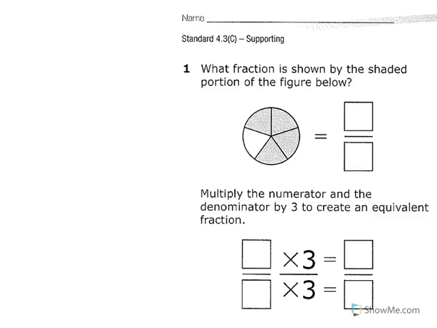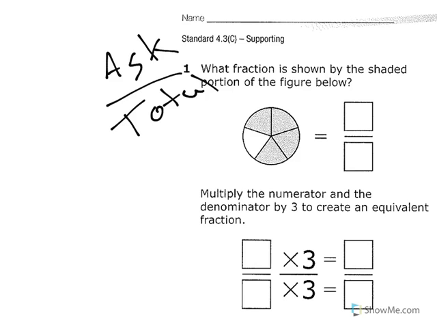Question number 1. What fraction is shown by the shaded portion of the figure below? Whenever we're doing fractions, we always want to do ask over total. The total amount of pieces, there's 1, 2, 3, 4, 5 pieces. So that means our denominator is going to be a 5. And 1, 2, 3, 4 of them are shaded. So that would be 4/5.